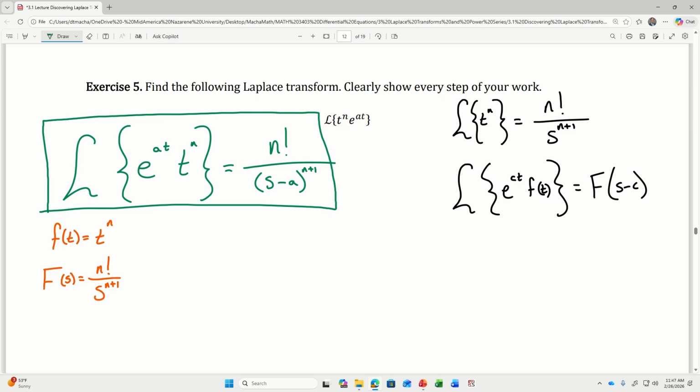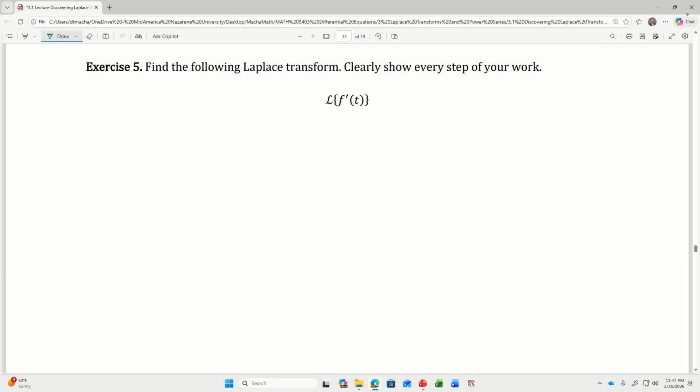Because what the previous rule taught us was multiplying by e to the ct just means you shift the domain of your capital F function by subtracting c from the argument. So we have my capital F function. All I have to do is subtract c from the argument. So I'm going to replace the s with s minus c, although this time it's an a instead of a c. Doesn't matter. It's still just a real number constant. So we write s minus a. Does that make sense? All right, next one.